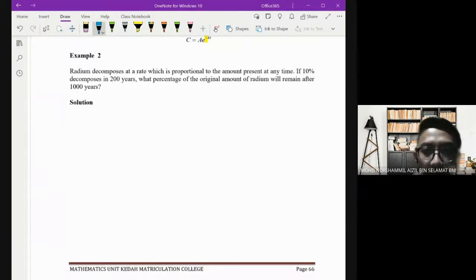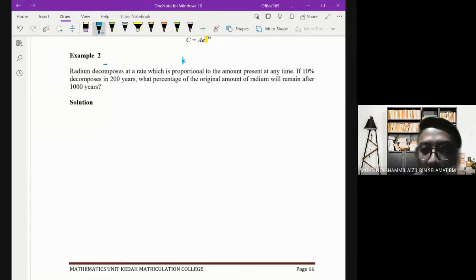Radium decompose at a rate which is proportional to the amount present at any time. If 10% decompose in 200 years, what percentage of the original amount of radium will remain after 1000 years? So we are talking about radioactive decay. So bila decay negatif mana? Decompose. So decompose maksudnya negatif, which is proportional. So negative K.